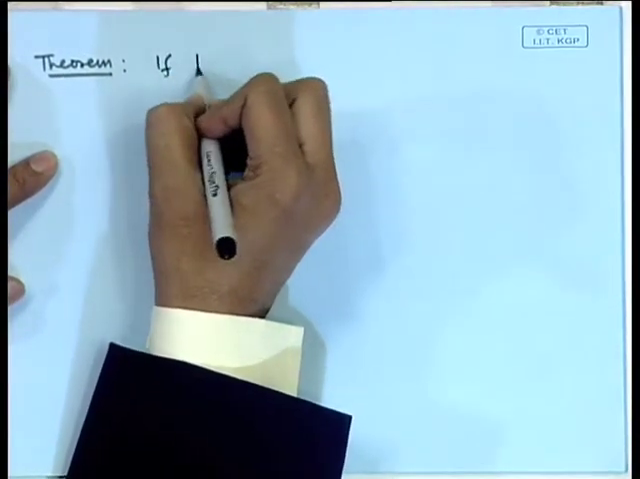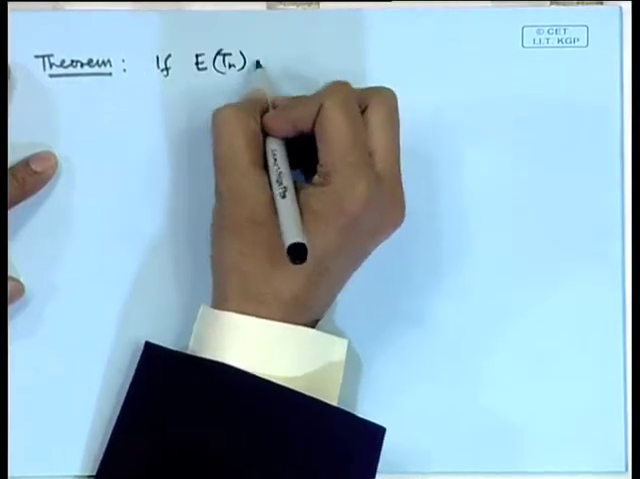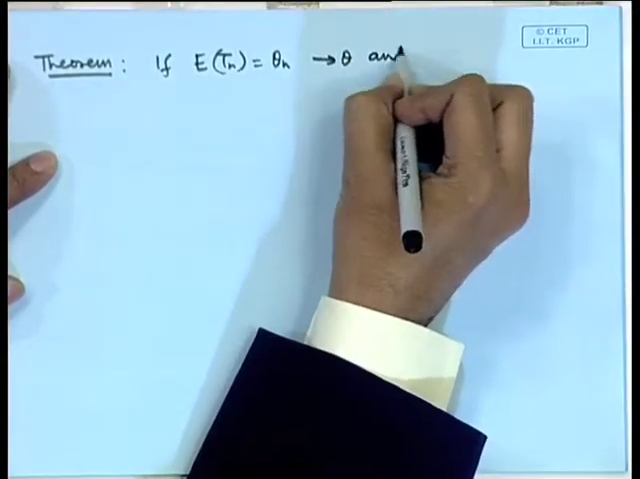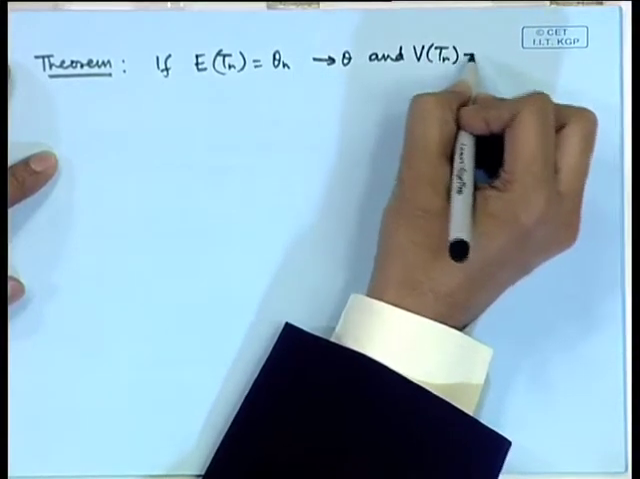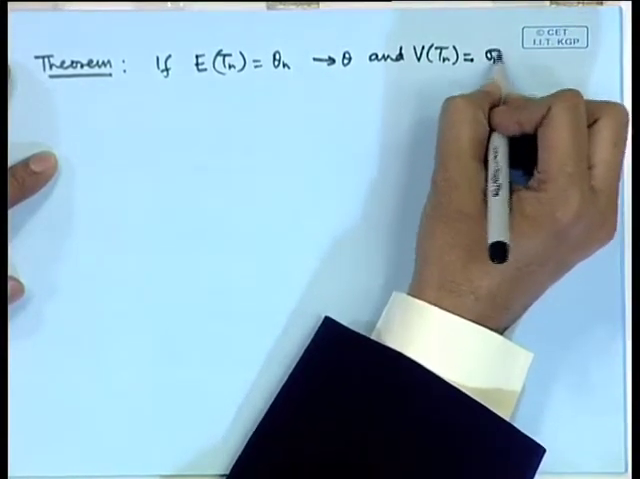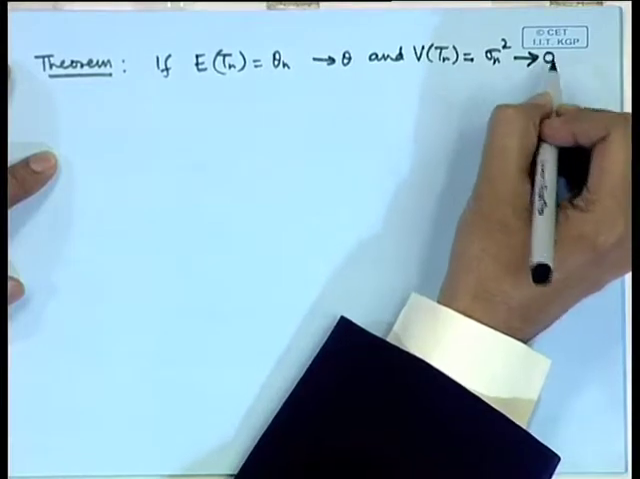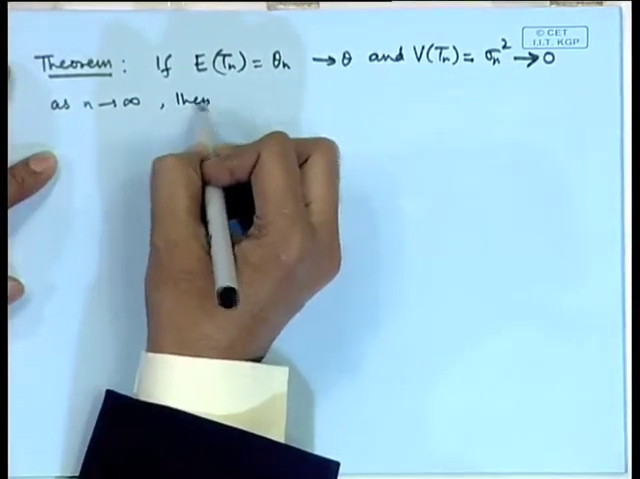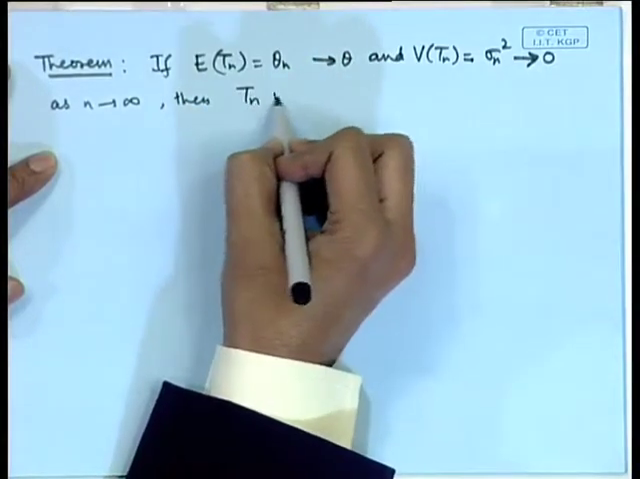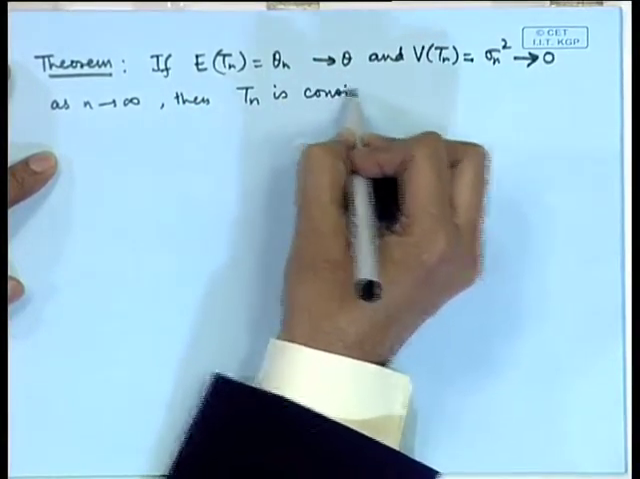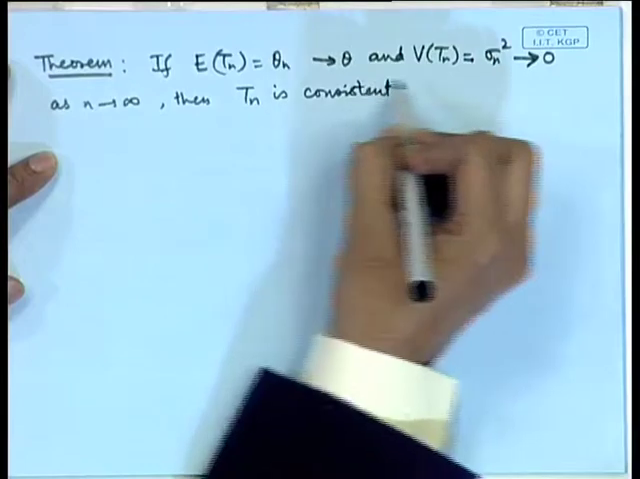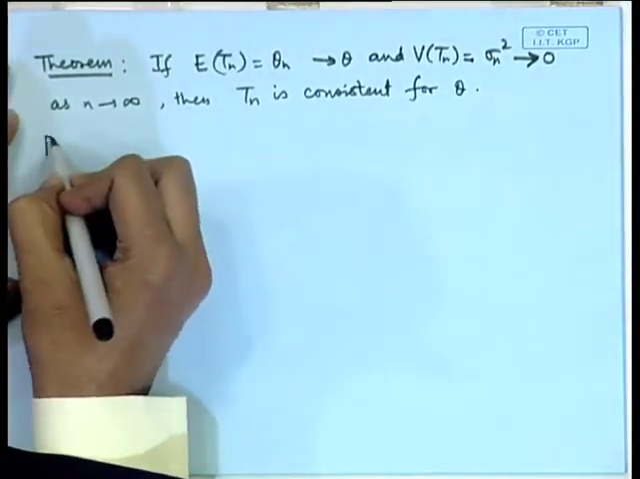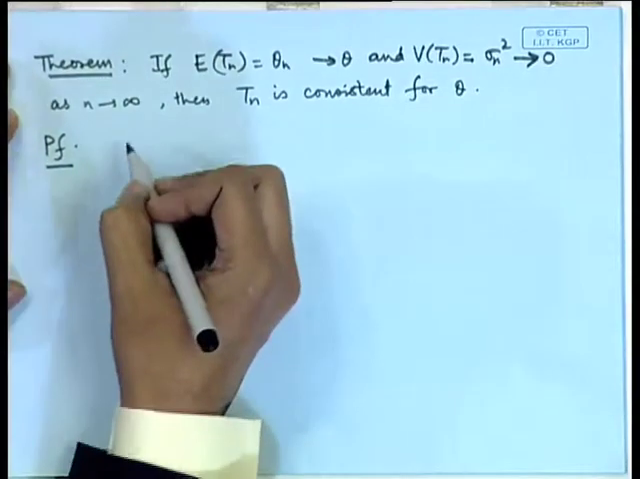If the expectation of T n, that is equal to theta n, converges to theta, and the variance of T n, say sigma n square, goes to 0 as n tends to infinity, then T n is consistent for theta. Let us look at the proof of this.